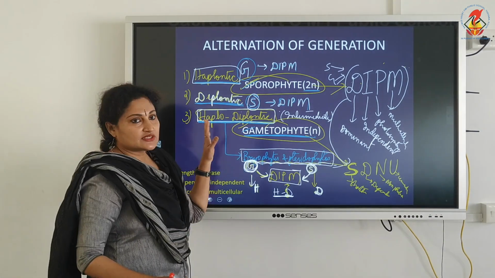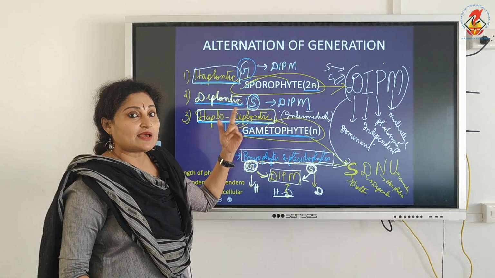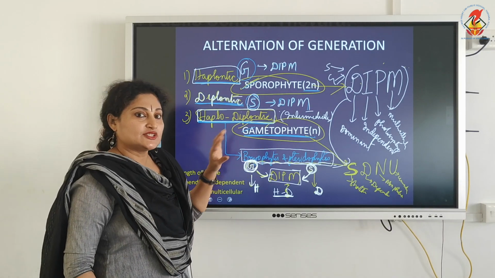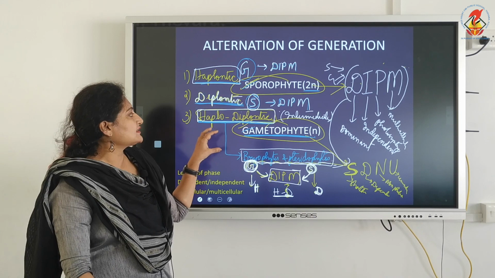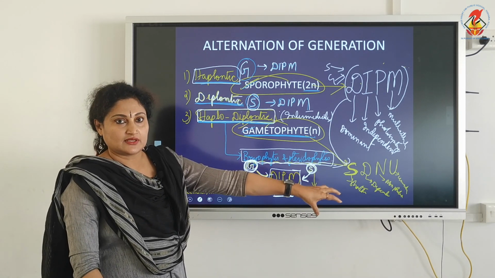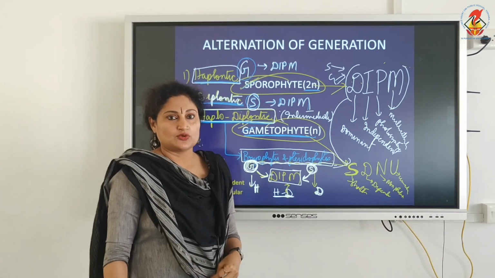And also we have learned the three life cycles. There are three life cycles: haplontic, where we can guess it is a gametophyte, that's DIPM. So diplontic, where the sporophyte is DIPM, and we have an intermediate condition, haplodiplontic, where we can see that when we deal with bryophytes and pteridophytes.